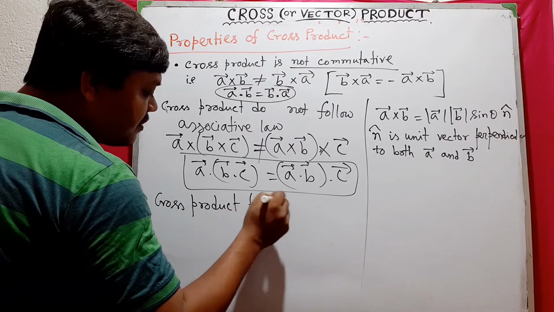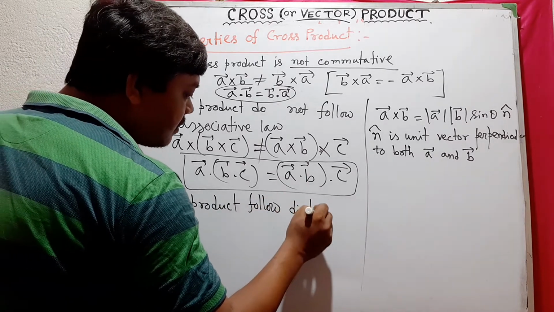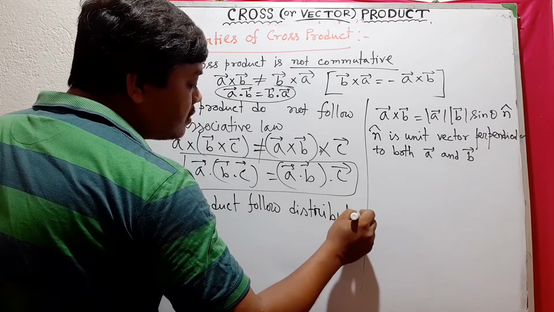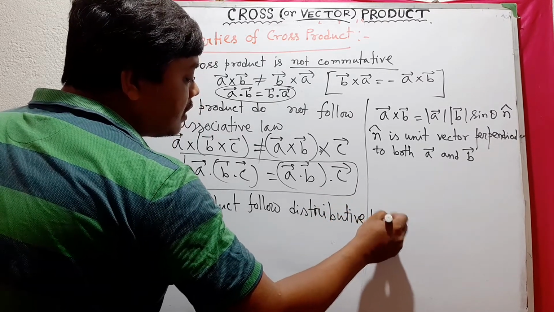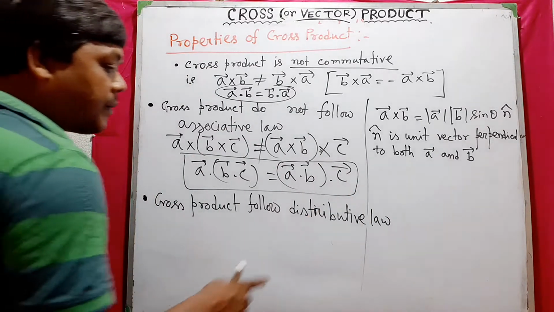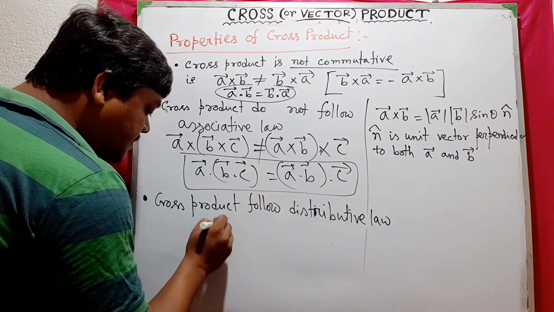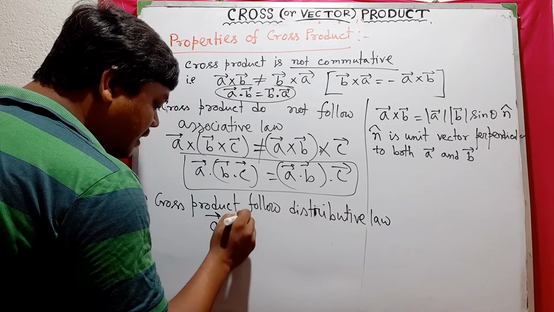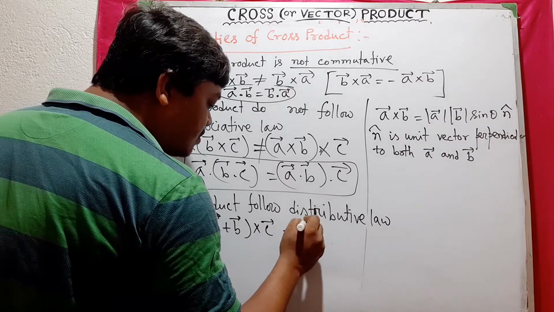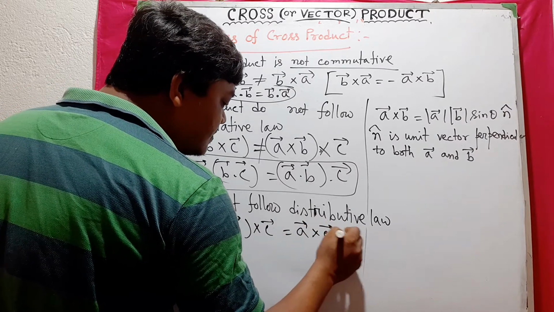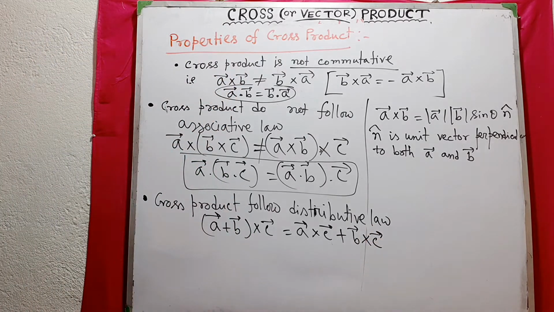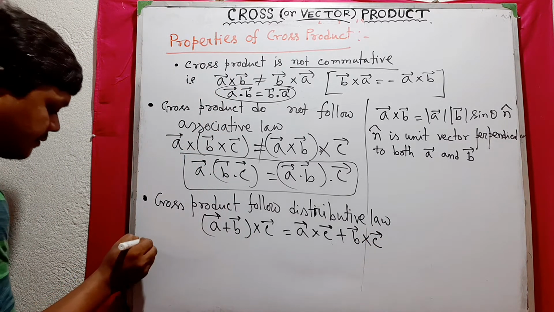Cross product follows distributive law. অ্যাসোসিয়েটিভ মানে বিনিময়যোগ্য, ডিস্ট্রিবিউটিভ মানে বাংলায় এটাকে বলা হয় বন্টনযোগ্য। দ্যাট মিন্স A plus B cross C, that is A cross C plus B cross C, vector. Okay, clear?